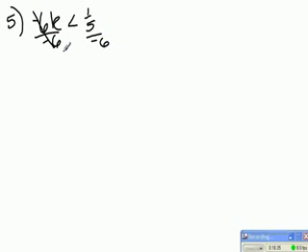Number 5. We have negative 6k less than 1/5. We want to get k by itself. Right now it's multiplied by negative 6. So to undo that, I'm going to have to divide by negative 6 on both sides. Those will cancel. I get k. Remember, we divided by a negative, so flip that sign.